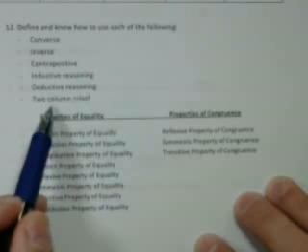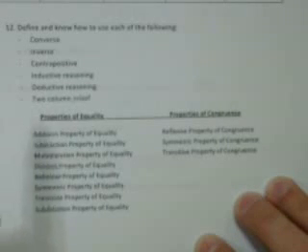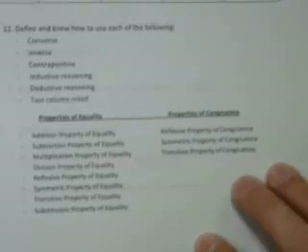And then your two-column proofs, that's the things we did with your algebra. And then you have all your properties. So make sure to know all those. Those will be easy, free points on the test as long as you know what you're doing.